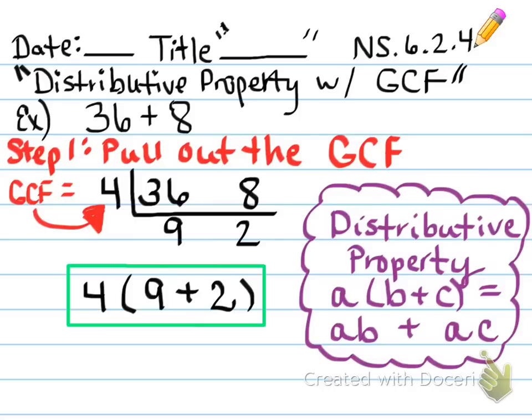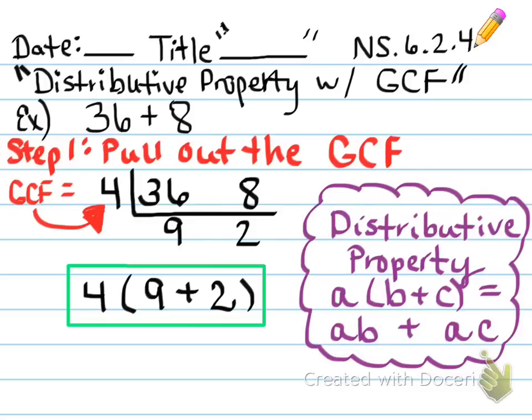4 times 9 gives you 36. 4 times 2 gives you 8, and you know that you're one and done because the only number 9 and 2 have in common is 1. So your final answer boxed in the bright green is 4 with the parentheses 9 plus 2. You've pulled out the common factor, or the greatest common factor, 4.